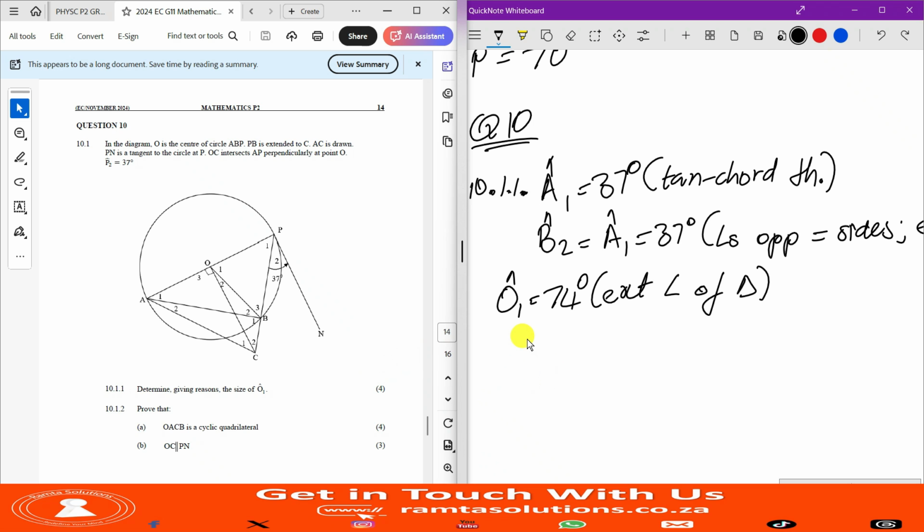Another method would have been to find angle P1, and obviously angle P1 is equal to angle O3. Why? Because they are angles opposite equal sides. Then, using the sum of angles of a triangle, you will find O1. That would be another method.